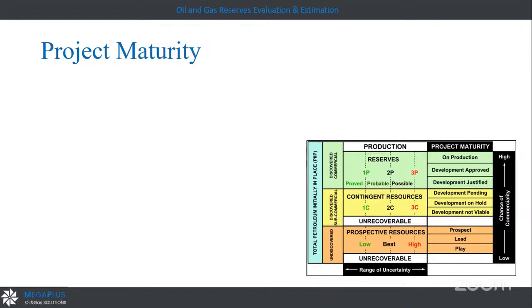But when we have an approval from the stakeholders or the shareholders or the board, it will be developed and approved. When we drill a well and start production, it will be a high level of maturity, which is on production. Same as in the contingent resource. If the development of these resources is far away from commerciality or technically, or the technology to extract it, it's not viable.